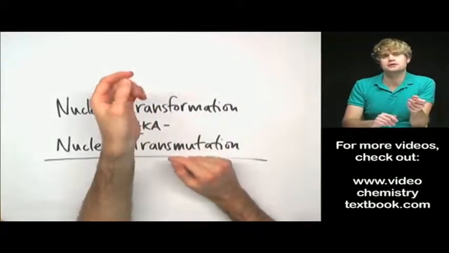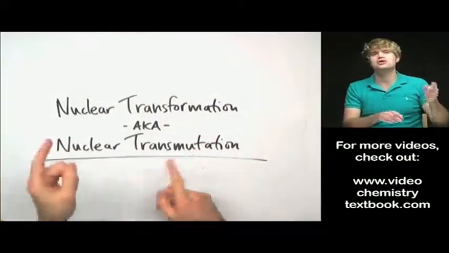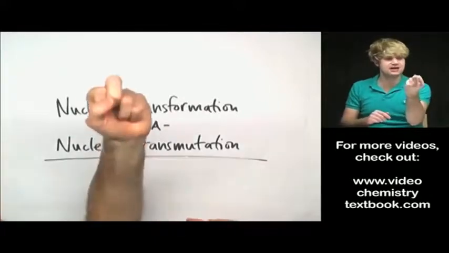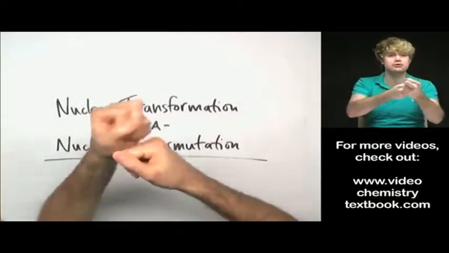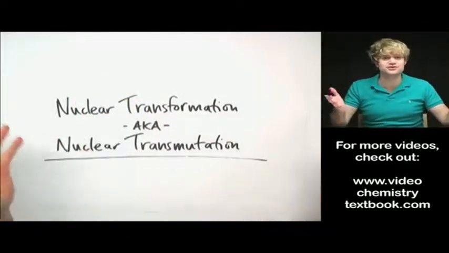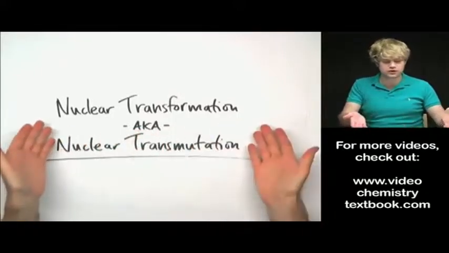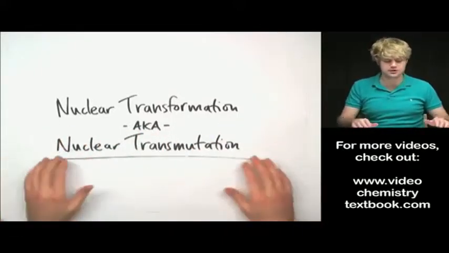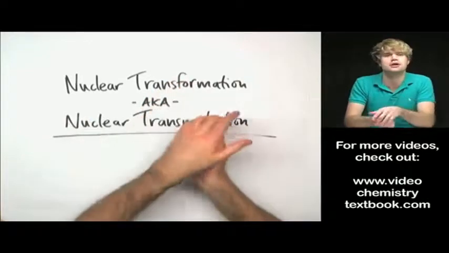Did you know that scientists can take one element and turn it into another by taking an atom and slamming protons and neutrons into it? Yeah, it's true. This is called nuclear transformation, which is also sometimes known as nuclear transmutation.